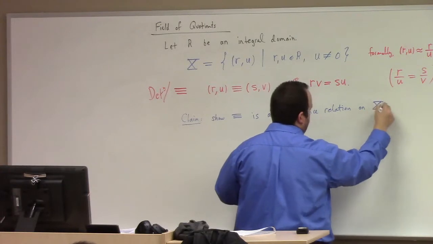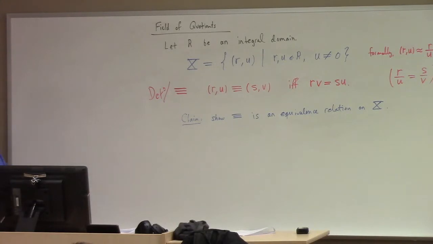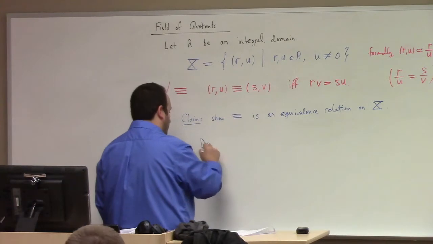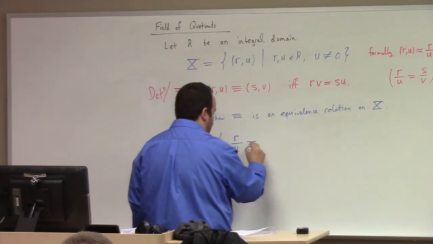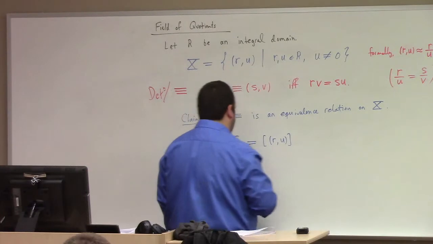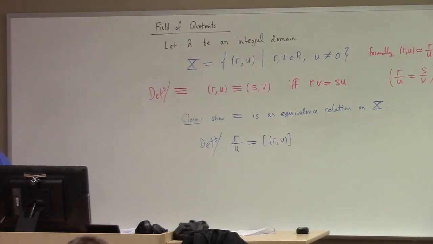Okay? So being that it's an equivalence relation, that means it partitions X into equivalence classes. And it's these equivalence classes that we'd like to use the fraction notation to denote. So definition, we'll say that r over u is going to be equal to the equivalence class with representative (r, u). So this is how we define fractions. Fractions are equivalence classes of pairs, right?